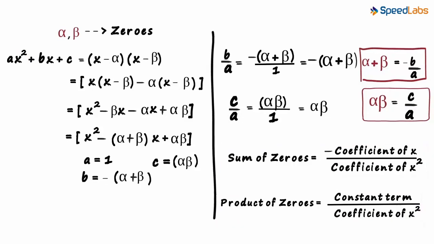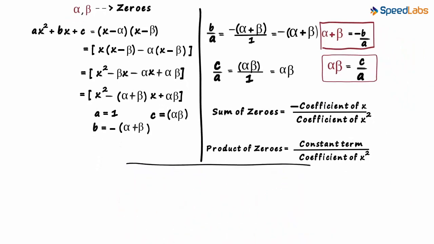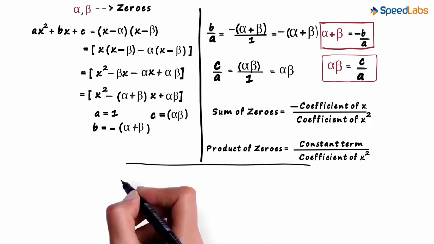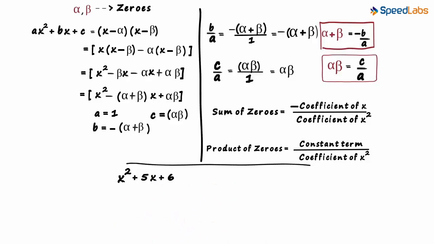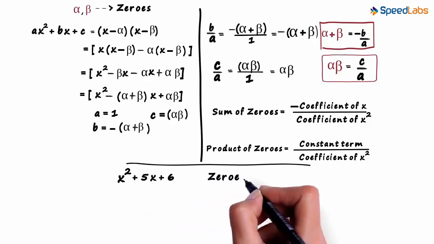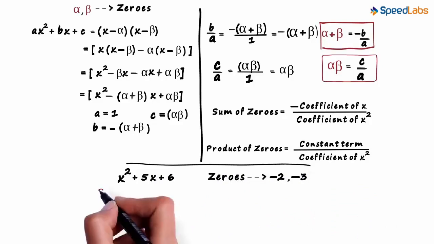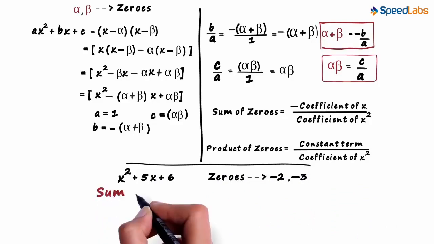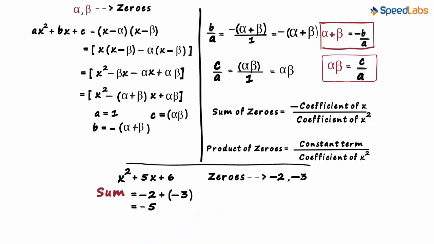We zoom out a bit and verify these relations for the polynomial which we saw in the previous video. We found the zeros of the polynomial x squared plus 5x plus 6 by factorization. They were minus 2 and minus 3. First, let us find the sum of zeros. It's minus 2 plus minus 3. That equals minus 5. Now let us find minus b by a.